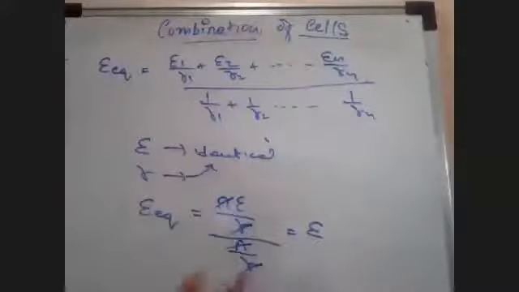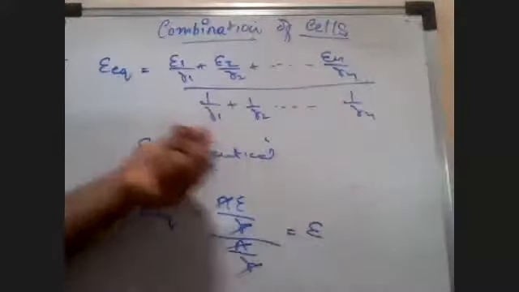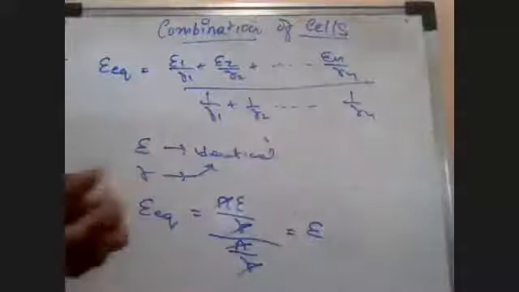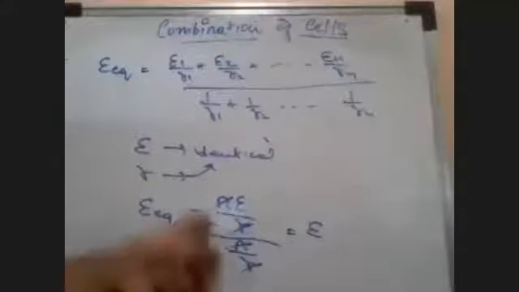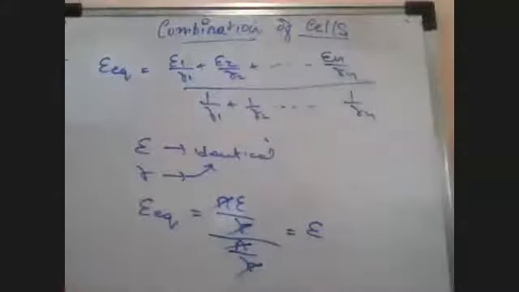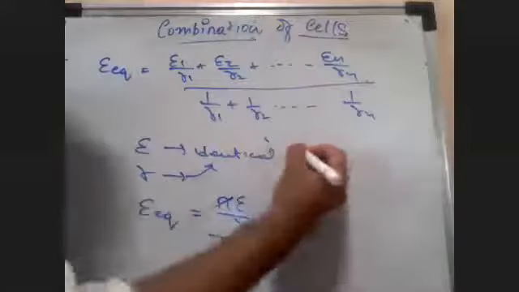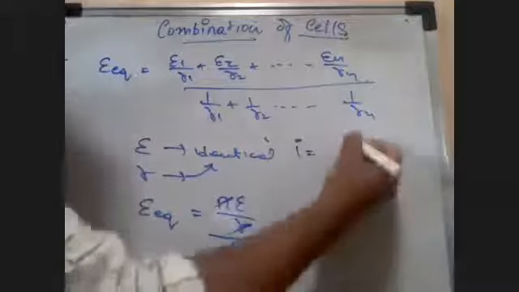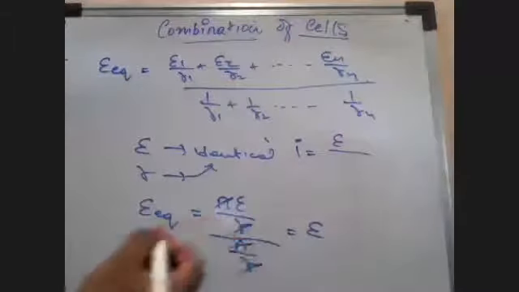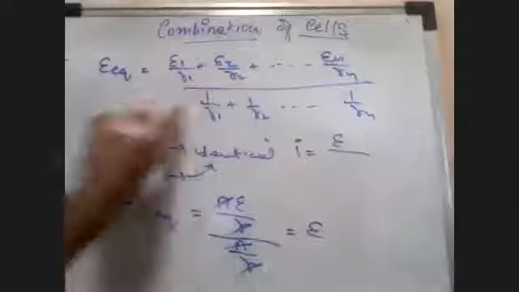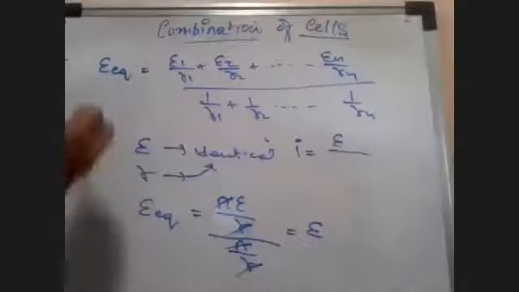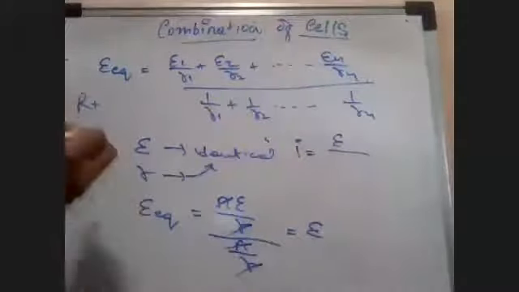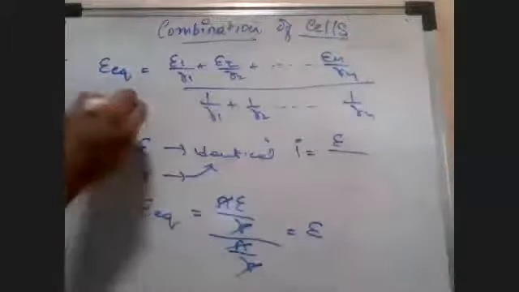And now we know that R equivalent is 1 upon R1 plus 1 upon R2 till 1 upon Rn, and epsilon equivalent is basically just epsilon. Then what is the current here? Current will be V by R. What is V? Epsilon. What is R equivalent? Of course, it is R by N plus capital R.